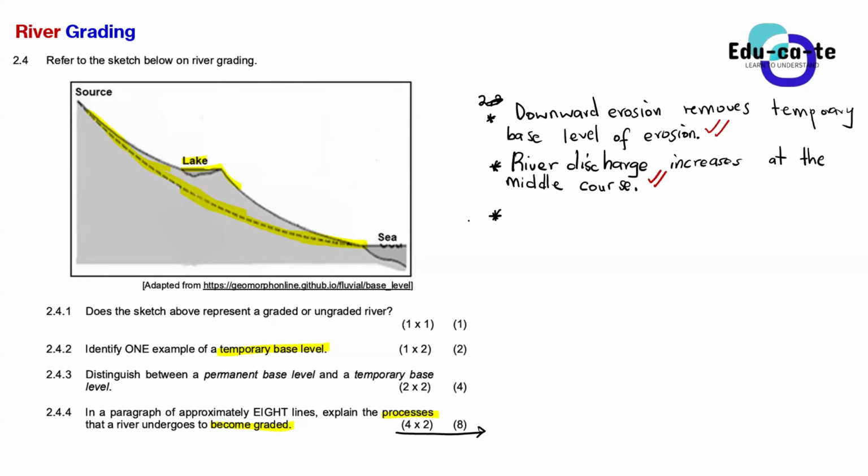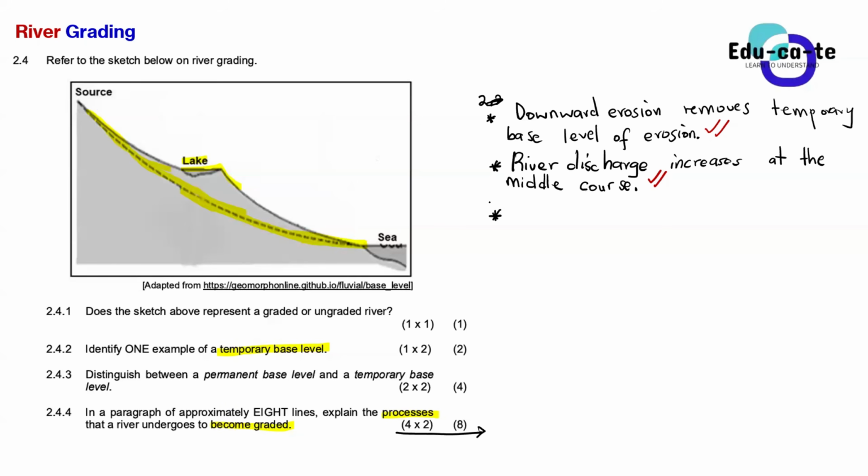Gradient in the middle course becomes less steep. Yes, but before we get there, what actually causes it to be like that? Remember, the river discharge is increasing. We are now having more water inside the river. When we're having more water inside the river, what is that water more likely to do? It transports materials downstream. Yes, that's one of the processes that can happen, as well as lateral erosion.